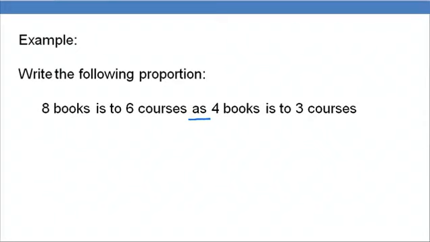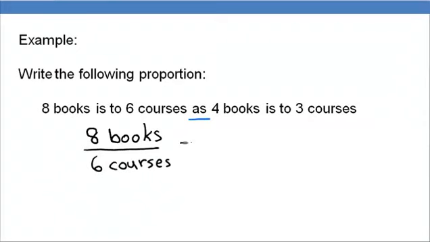Let's look at an example. Write the following proportion. 8 books is to 6 courses as 4 books is to 3 courses. So our "as" implies "at the same rate as." So we'll write a proportion, 8 books compared to 6 courses. This is at the same rate as, so that will be our equals. 4 books is compared to 3 courses.